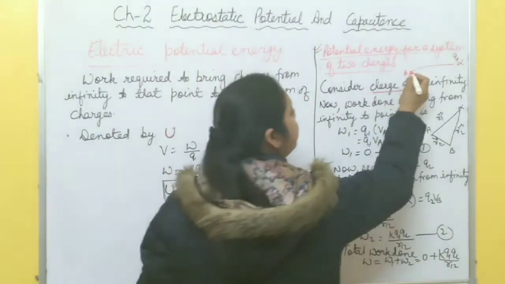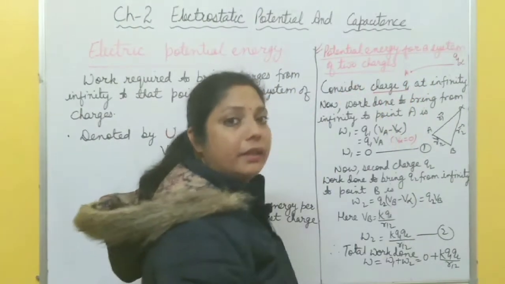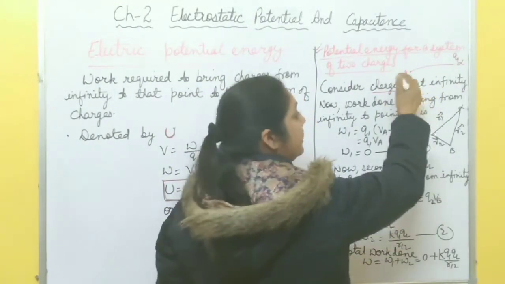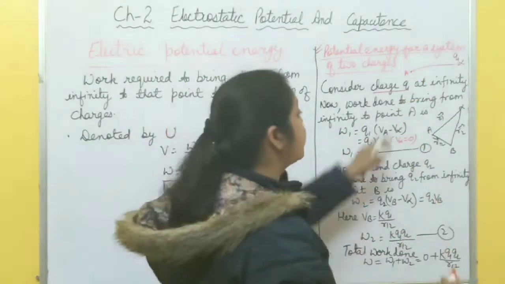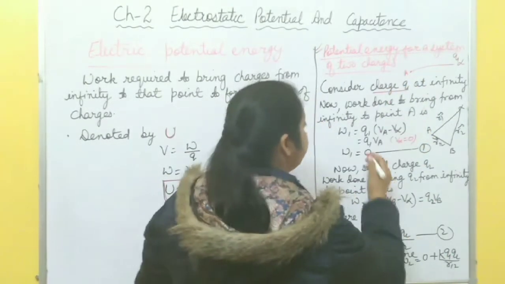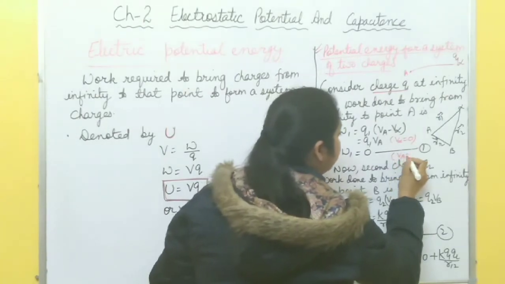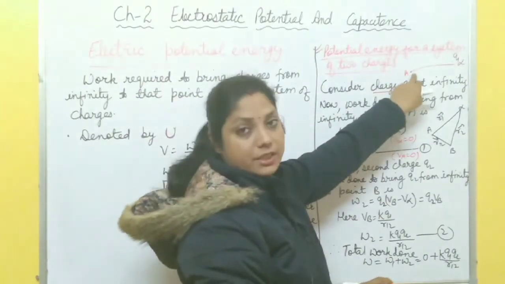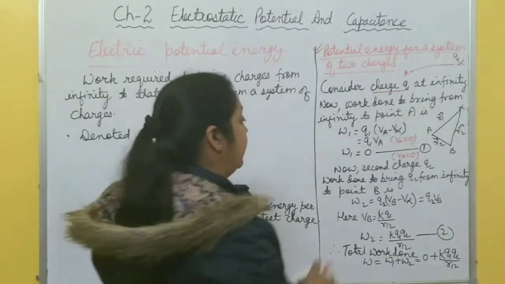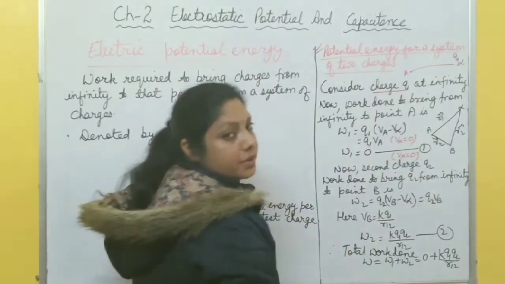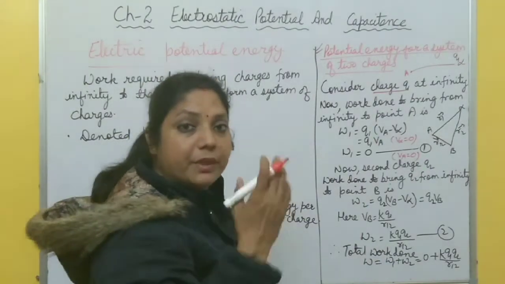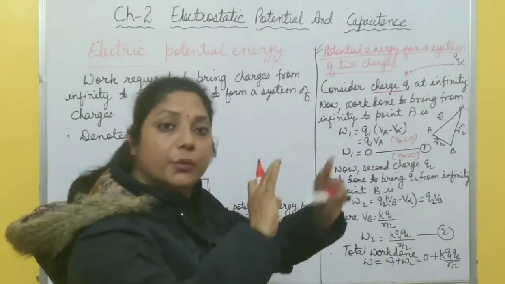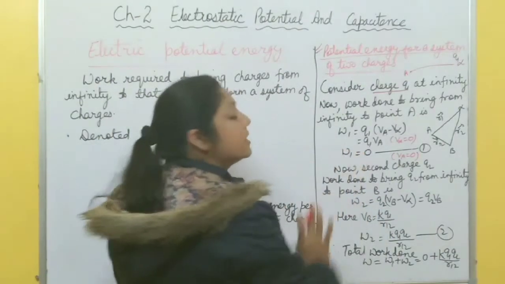Now what is the value for this VA? Potential at point A. There is no charge surrounding this, near this charge. So there is no potential near this charge right now. In this way, here VA you can take equal to 0. No charge is present, no electric field is present surrounding this charge. Okay, so no potential at point A. So in this way, W1 equal to 0. Amount of work done in bringing a particular charge from infinity to a particular point, if there is no other charge, then that work done is 0.